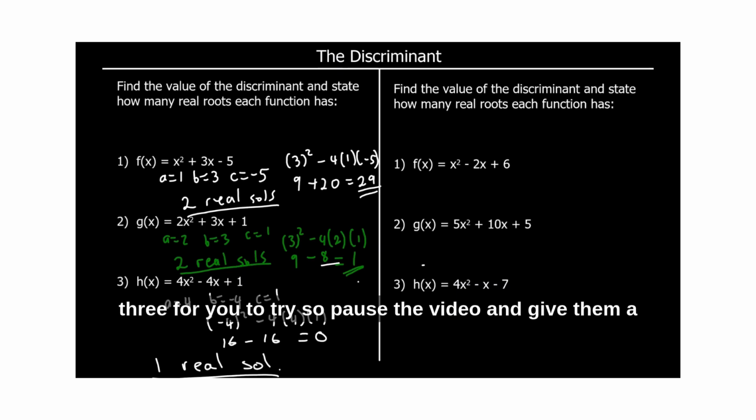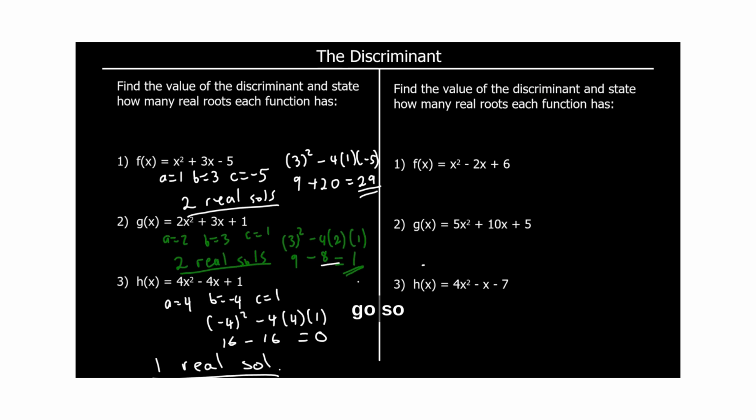Okay, 3 for you to try. So pause the video and give them a go. So question 1, a is 1, b is negative 2, c is 6. So b squared minus 4 times a times c. That's 4, take away 24. So negative 20, no real solutions.